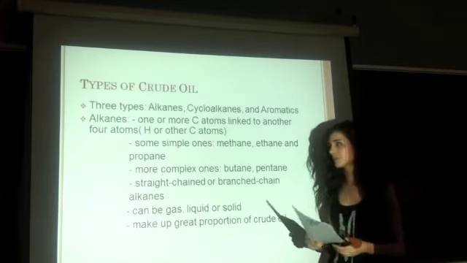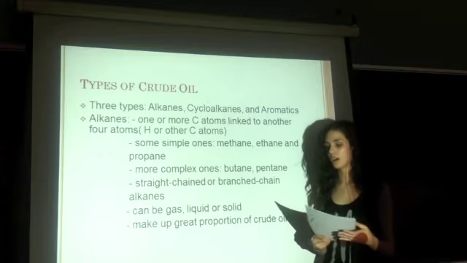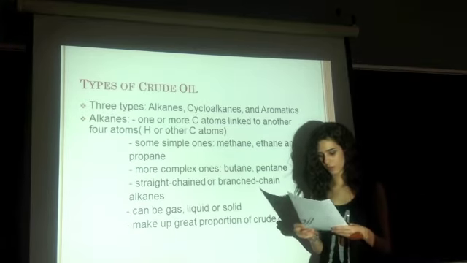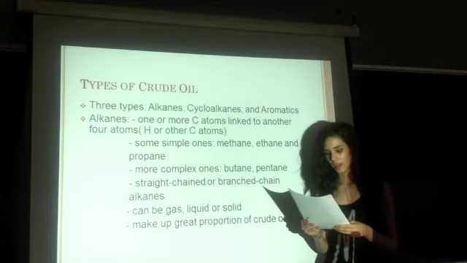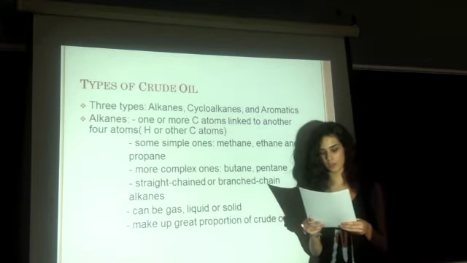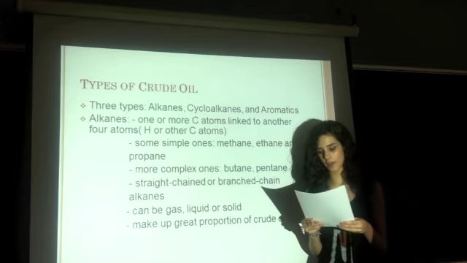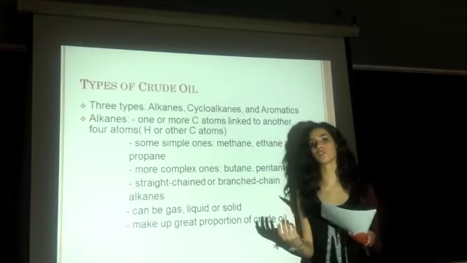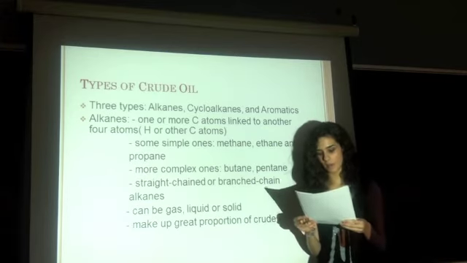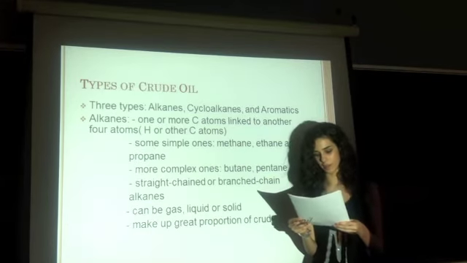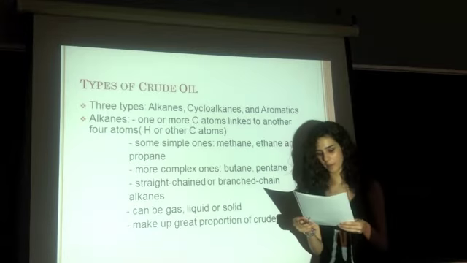Now I'm going to talk about the types of crude oil. There are 3 types of crude oils, which are alkanes, cycloalkanes, and aromatics. Alkanes are a group of hydrocarbons which consist of one or more carbon atoms linked to 4 other atoms that are usually hydrogen atoms. Some of the simpler ones are methane, ethane, and propane, and some larger ones are butane and pentane.